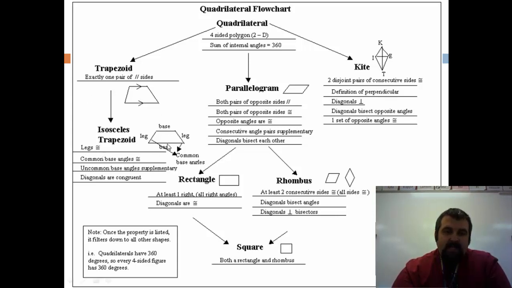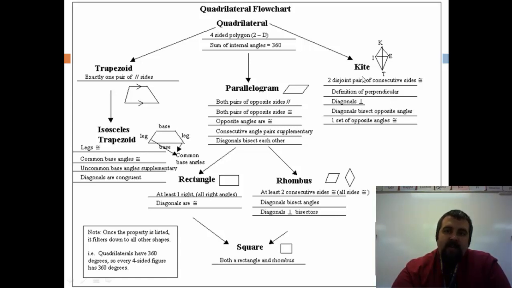The common base angles, so those would be the base angle pairs, so like bottom left, bottom right, and upper right and upper left are both common base angles, so they would be congruent. Now I didn't say this anywhere, but the uncommon base angles, so like this angle upper right, this angle bottom right, would be supplementary. And last but not least, the diagonals, if I drew them, would be congruent.